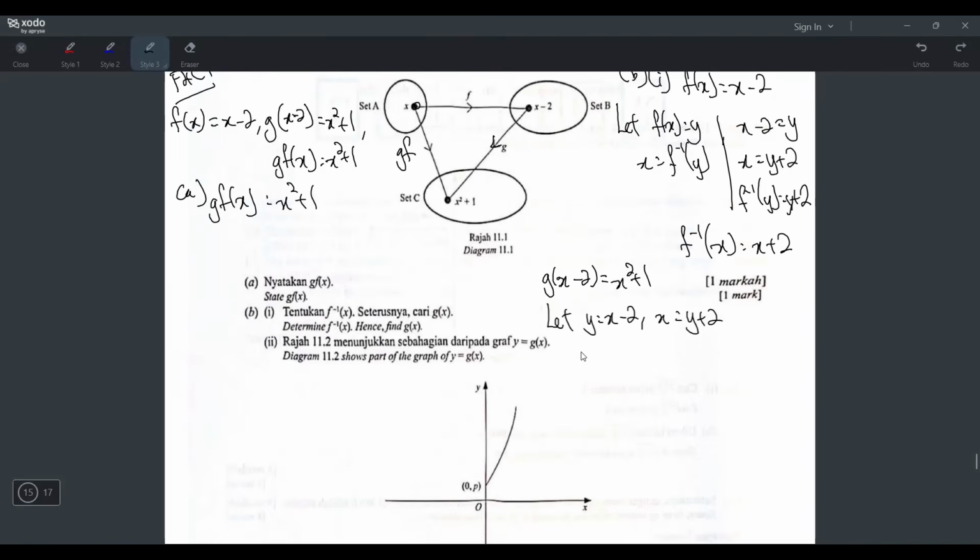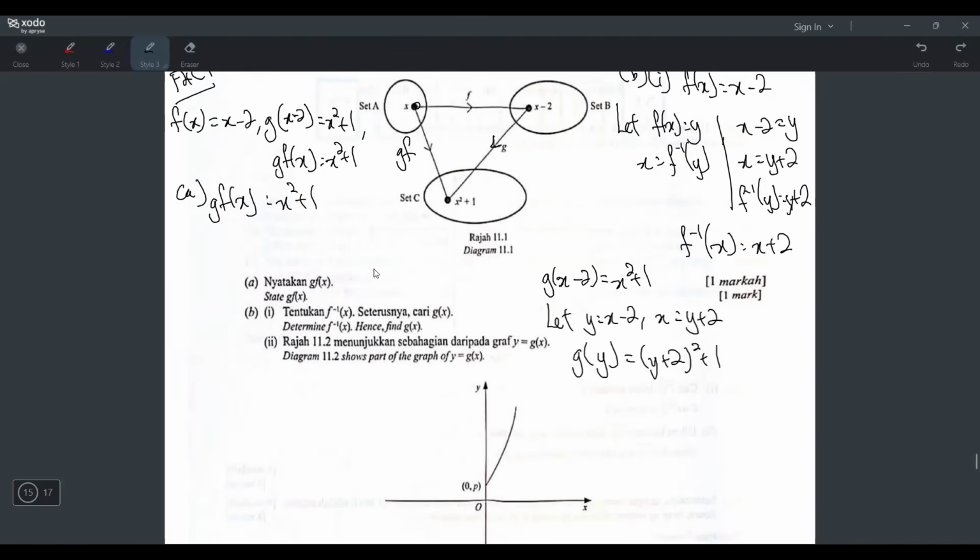And then you rewrite the whole thing, but this time you don't write g bracket, you write g(y), because you already let y equal the bracket. So it becomes g(y) equals x squared plus 1, and then the x is also replaced with y plus 2, right? And this method, we use it also for which type of question?